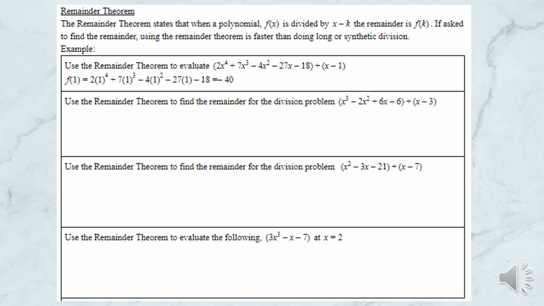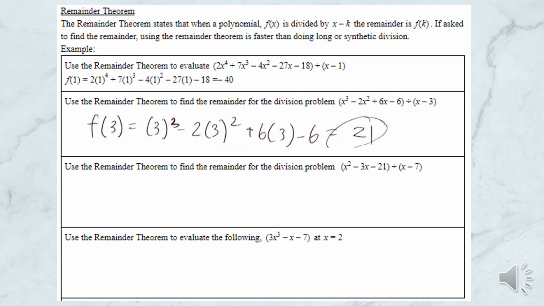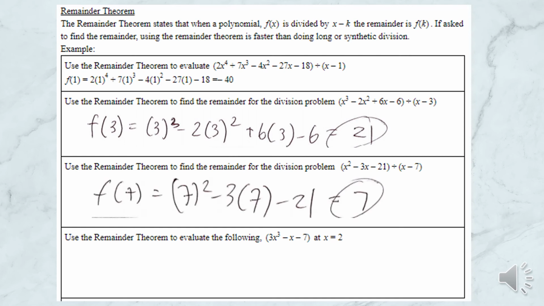In the second example, I'm asked what the remainder is when I divide that polynomial by x minus 3. So I'm going to take positive 3 and plug it into my polynomial and simplify. So I have 3 cubed minus 2 times 3 squared plus 6 times 3 minus 6. So my remainder is 21. In the third, I need to plug in 7 into my equation and simplify. And lastly, I would need to plug in 2.